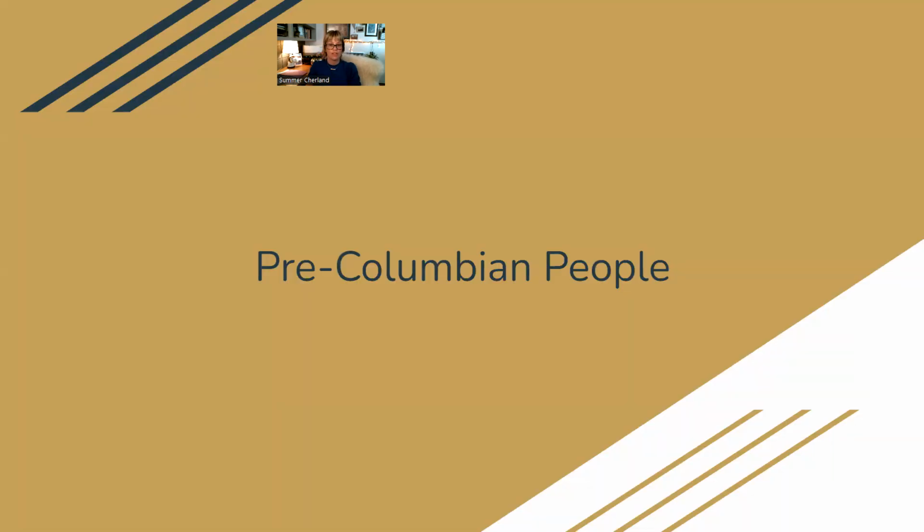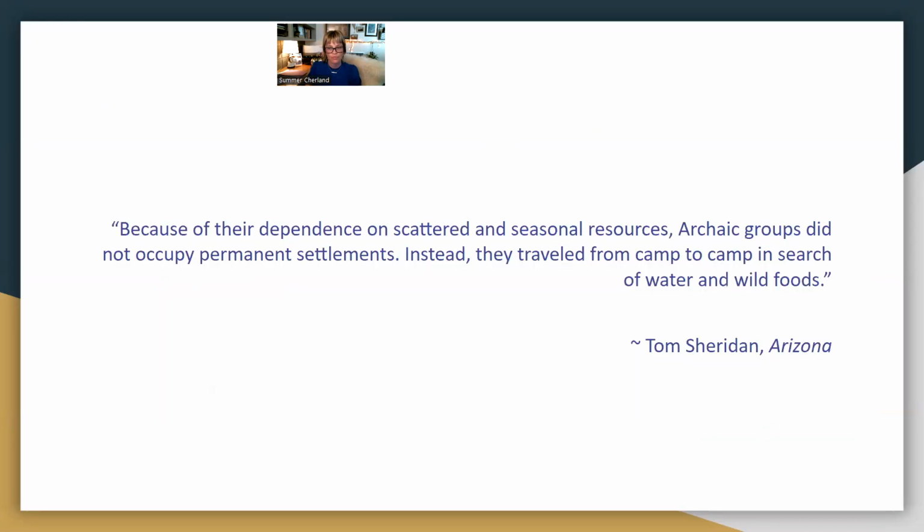So who were these pre-Columbian people? Now, I said you could study one of three organizations or three civilizations. These are your three. So no, you don't focus on the Clovis. You're going to focus on one of these three groups. So who were they? Sheridan writes, because of their dependence on scattered and seasonal resources, archaic groups did not occupy permanent settlements. Instead, they traveled from camp to camp in search of water and wild foods.